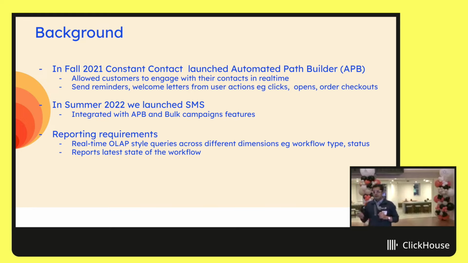As well as in 2022, we also launched one of our products, SMS, which had two features. One is for the bulk campaign, and we also integrated it with the Automated Part Builder. For this, we had some advanced reporting requirements. We wanted to support OLAP style queries, and that's why we were looking for new databases.